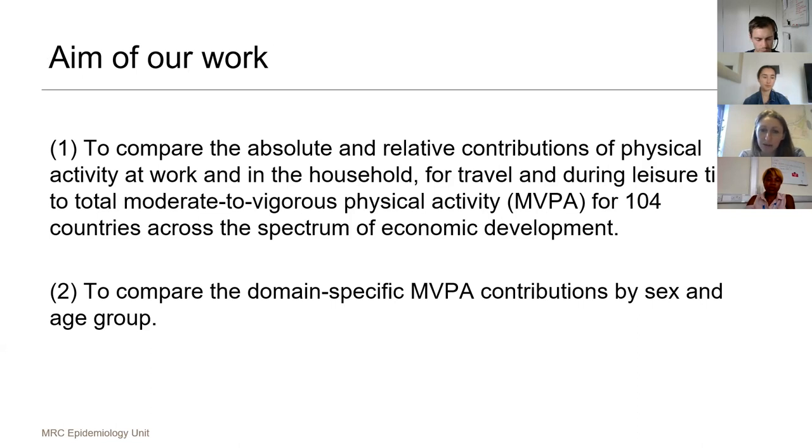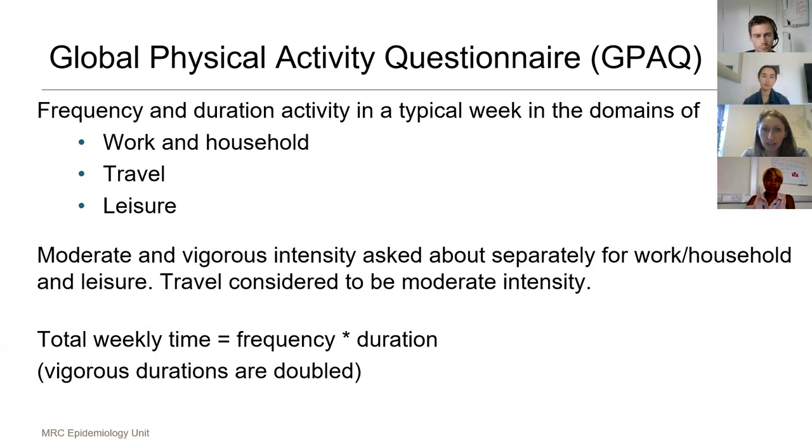A secondary aim is to look at whether the different domains vary by age or sex subgroups. The data we have, all 104 countries, the key inclusion criteria for the data sets was that they use the Global Physical Activity Questionnaire. This is a questionnaire that asks about the frequency and duration of physical activity undertaken in a typical week in the domains that I've just mentioned: work and household, travel and leisure.